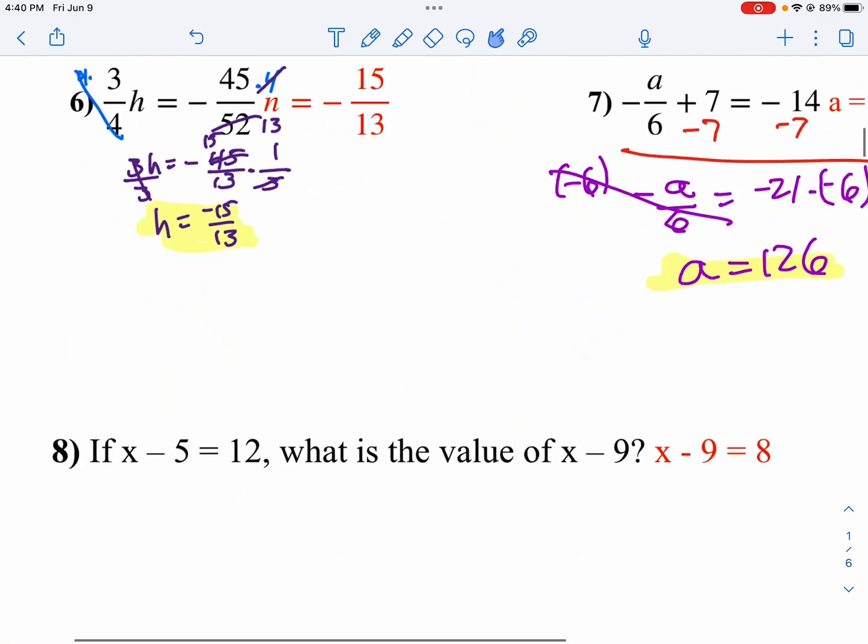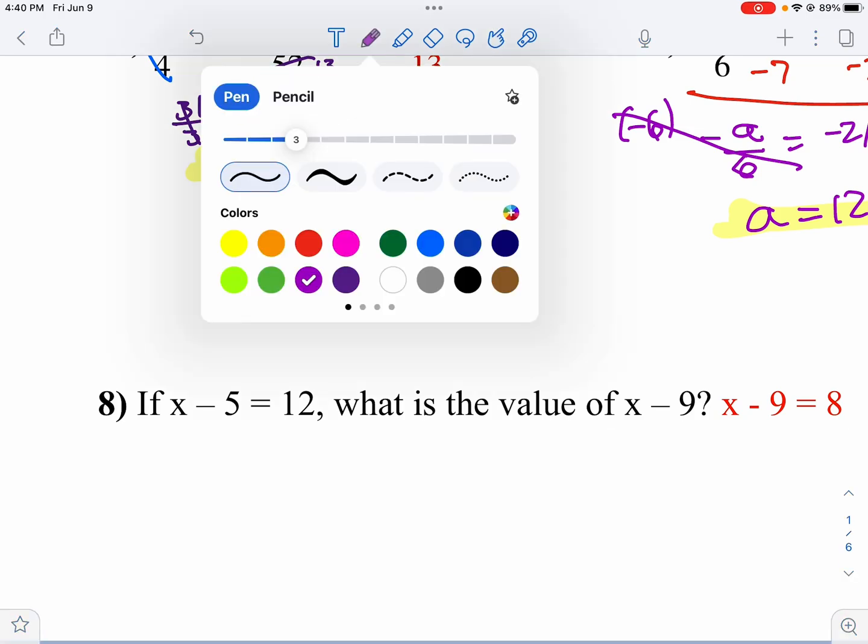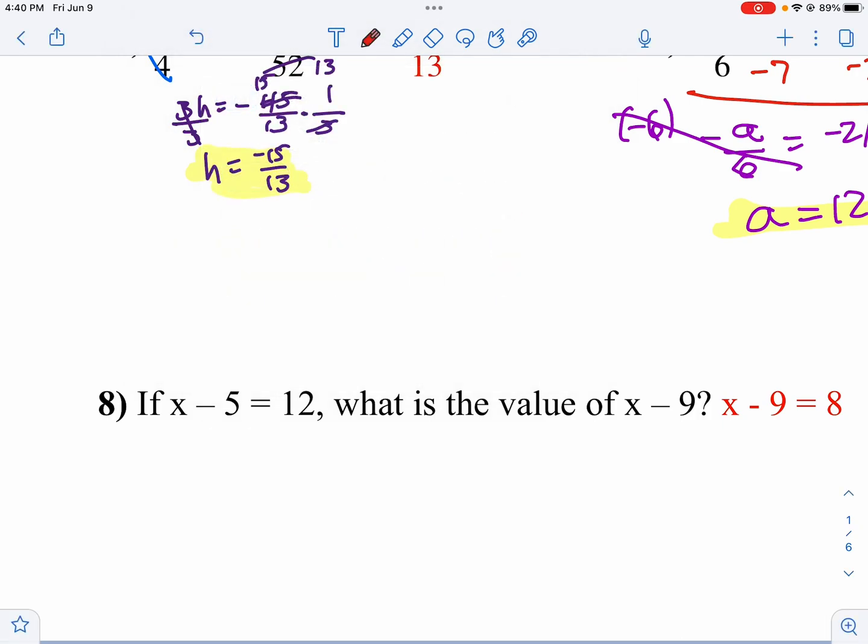Okay, number 8. We're going to approach this a little bit differently than we did on the assignment. I want to find the value of x minus 9. Well, what do I have to do to change x minus 5 to x minus 9? Well, how about let's subtract 4 from both sides. Then we can get x minus 9 on the left side. And 12 minus 4 is 8. And there's our answer. X minus 9 equals 8.